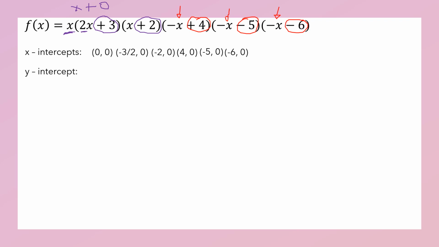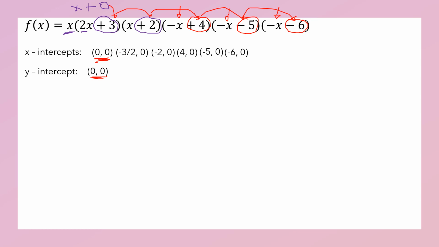For the y-intercept, we are to multiply our constants here, but keep in mind that whenever we do have 0, 0 on our x-intercept, automatically our y-intercept will also be 0, 0 as well. Always. Because we do have 0 times 3 times 2 times 4 times negative 5 times negative 6, still the answer will be 0. So that's why I want you to remember that whenever there is 0, 0 on the x-intercept, automatically the y-intercept will also be 0, 0.